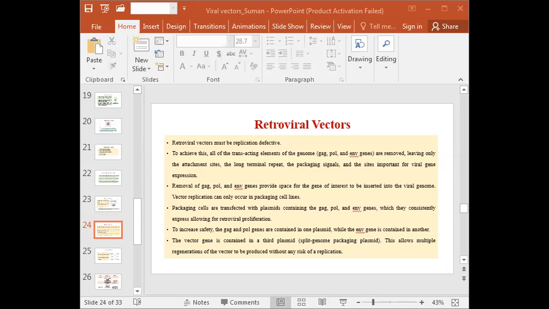Packaging cells are transfected with plasmids containing the GAG, POL, and ENV genes, which they constantly express, allowing retroviral proliferation. To increase safety, the GAG and POL genes are contained in one plasmid, while the envelope gene ENV is contained in another. The vector gene is contained in a third plasmid, known as a split genome packaging plasmid, and this allows multiple generations of the vector to be produced without any risk of replication.